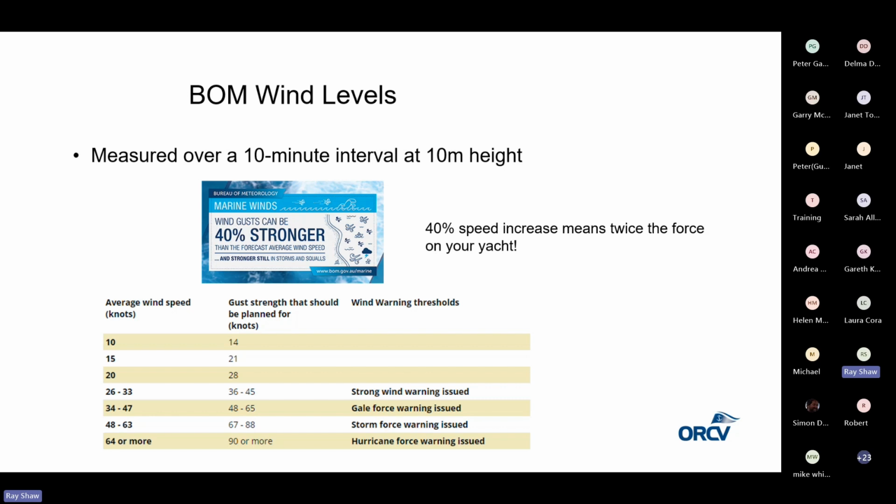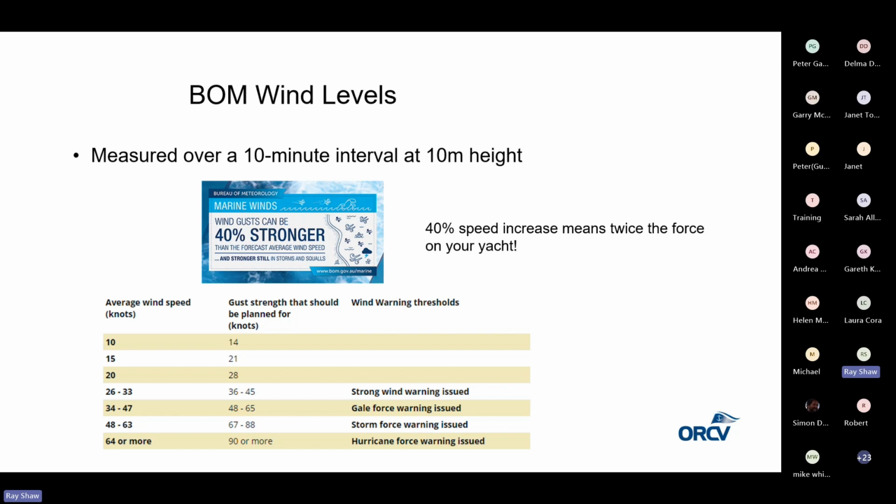The other thing is that in Australia, the Bureau talks about strong wind warnings, which are 26 to 33 knots.